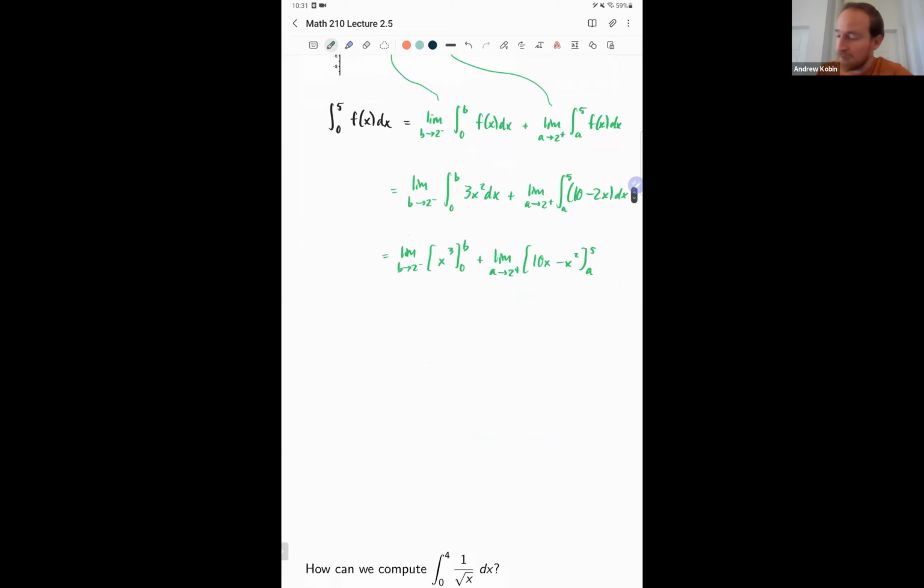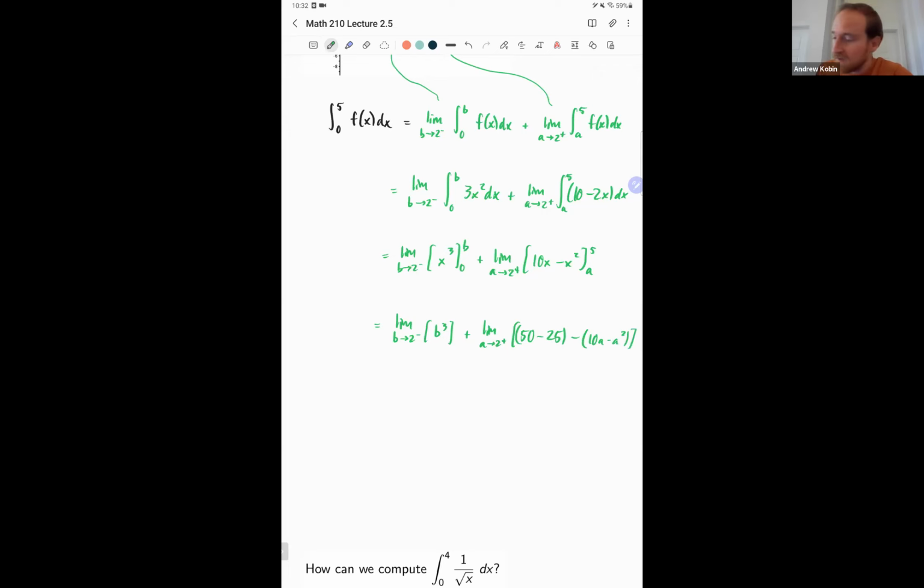So here we go. We have 2 computations, 2 fundamental theorem evaluations to work out, and then we'll substitute in to solve the limits. So we have the limit as b approaches 2 from the left of b cubed minus 0, just leave that as b cubed, and a approaching from the right of, let's see, 50 minus 25 minus 10a minus a squared.